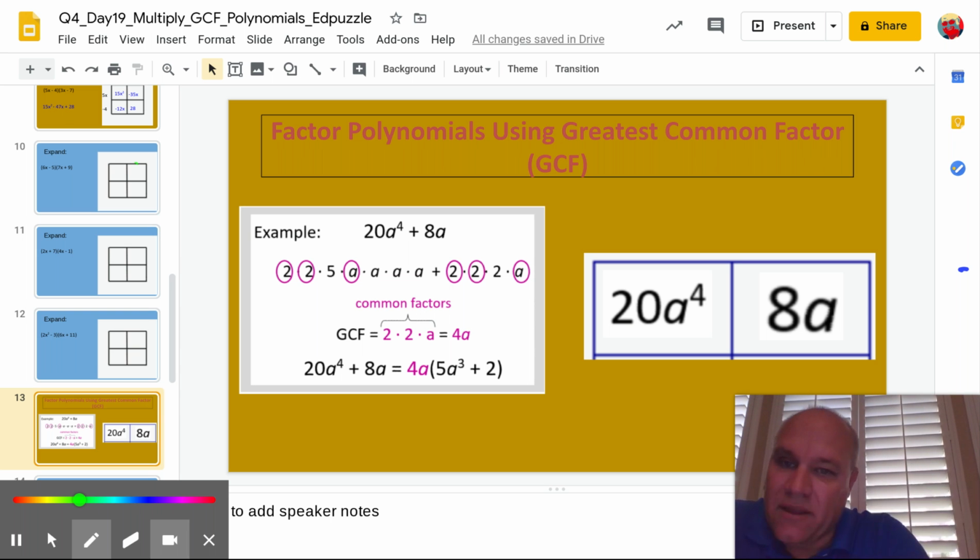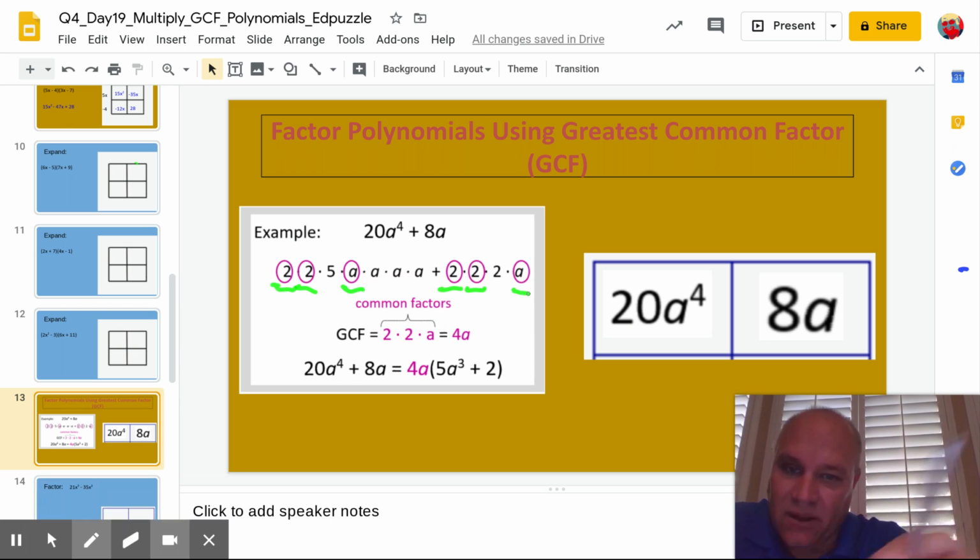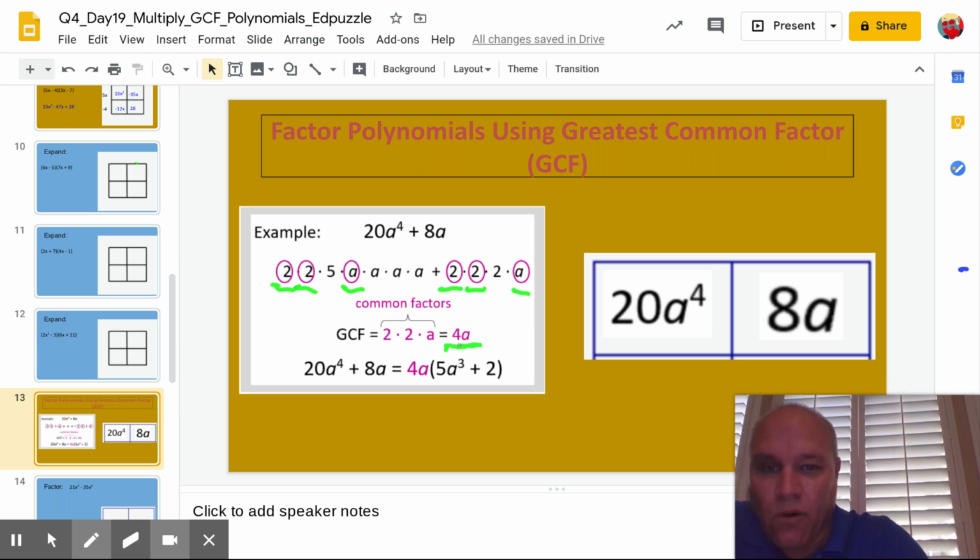All right, then the pink circles, those are the common factors, right? So it had a 2 in common, this 2 and this 2. Then it has another 2 in common, this 2 and this 2. And then it has one of the a's in common, just one a. So if we multiply the ones that we circled on the left and the right, 2 times 2 times a, we get our greatest common factor, which is 4a.